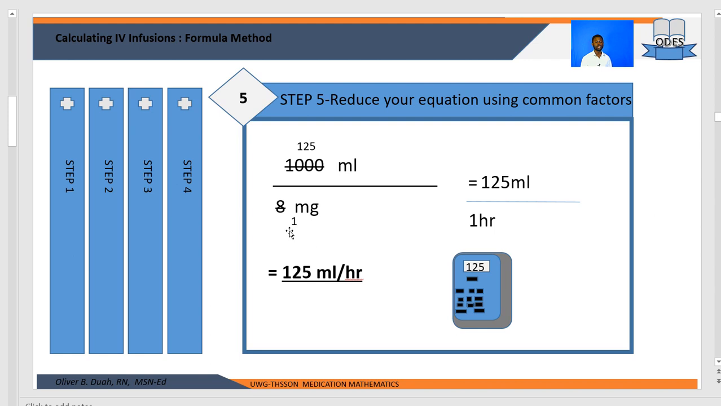Simplify your equation by using common factors, and we'll see that 8 goes into itself one time and goes into 1000, 125 times. And so our rate is going to be 125 ml per hour. And this is what we will program into our pump.